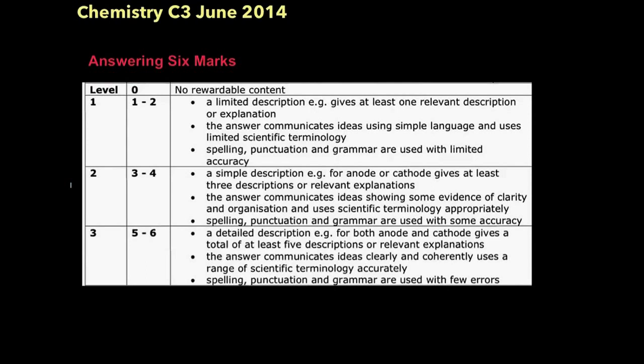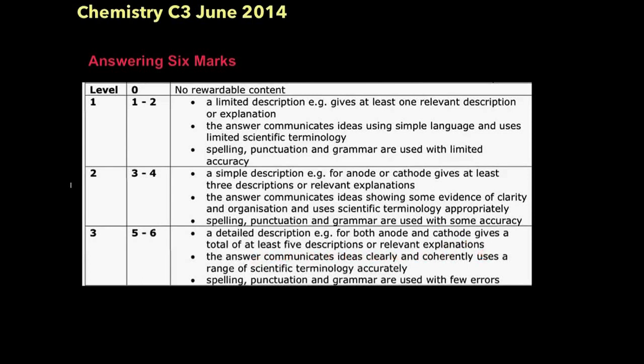So now for 1 to 2 marks, they only look for limited description, and they also communicate ideas using simple language and scientific terminology, but this is not actually as good. We are looking at level 3, 5 to 6 marks at least, that we need 5 or 6. And this will boost your grade up. So they want detailed descriptions for both the anode and the cathode, that was explained in the mark scheme before. And they need at least 5 descriptions or relevant explanations.